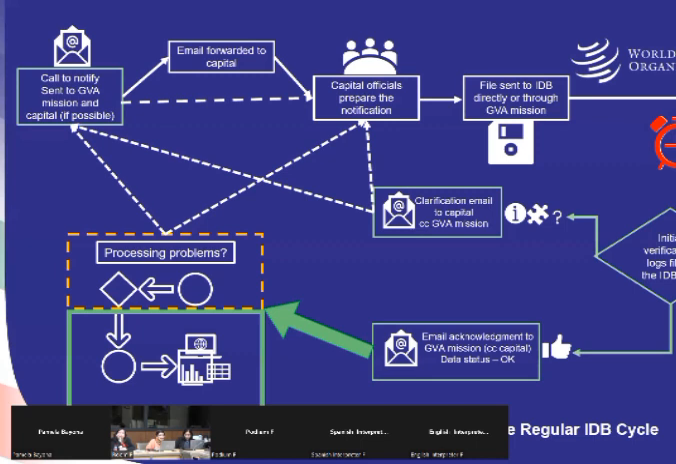Once the data are integrated, we send out a letter to the capital and the Geneva mission telling them to look at the data, which are now in what we call the provisional status. After 30 days, without any problems or without any comment from the member, the data gets published or disseminated publicly.